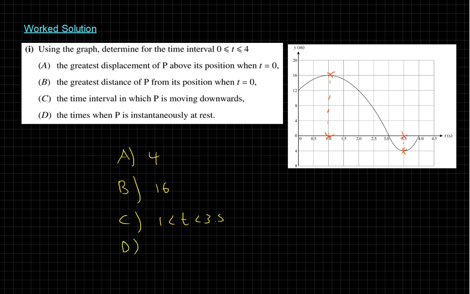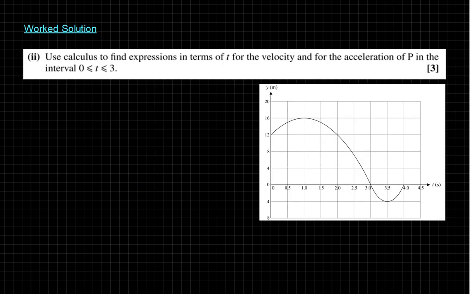Then for D, the times when P is instantaneously at rest. Well, we've basically just got that from C. It's t equals 1 and t equals 3.5. Okay, done. So then double I, we're going to use calculus to find expressions in terms of t for the velocity and for the acceleration. Okay, in that range 0 to 3.